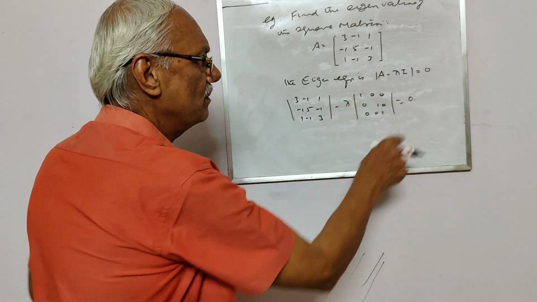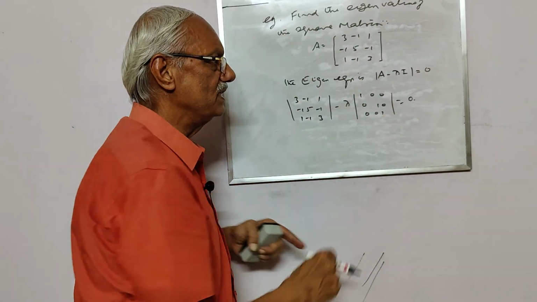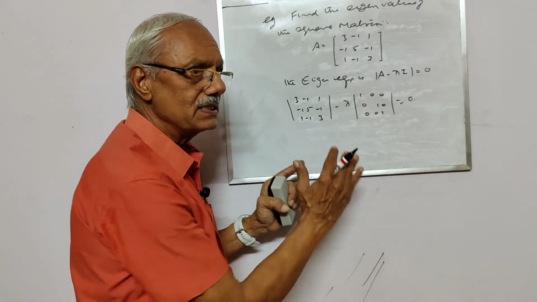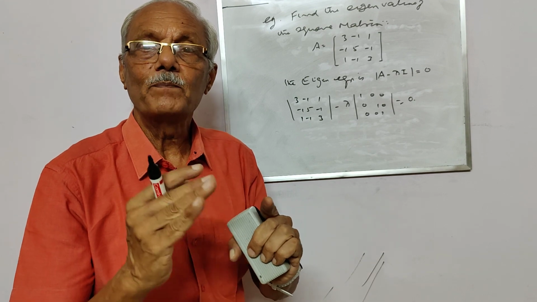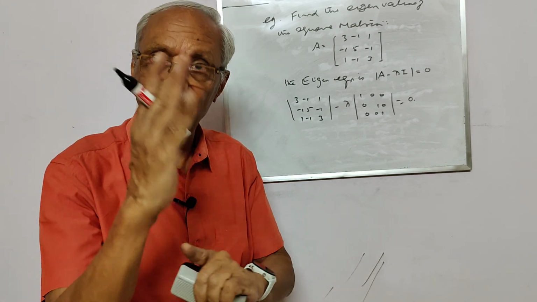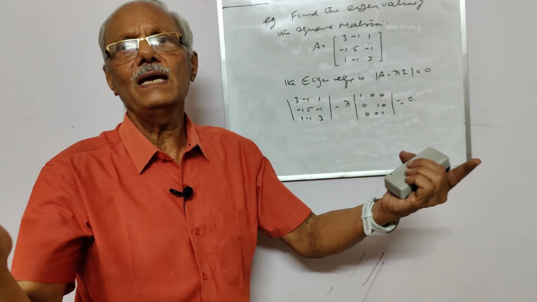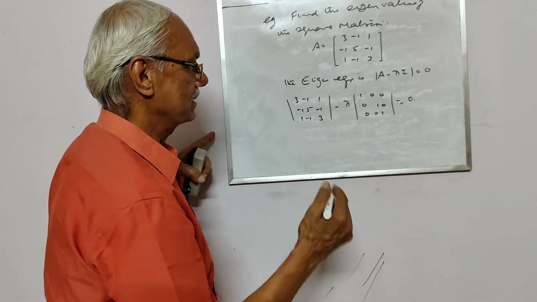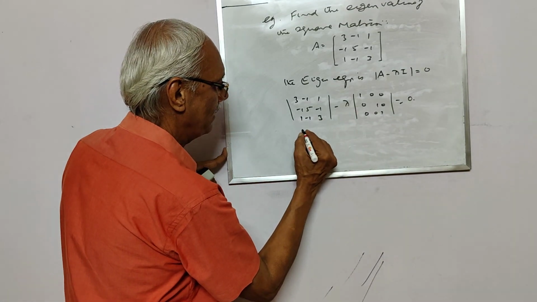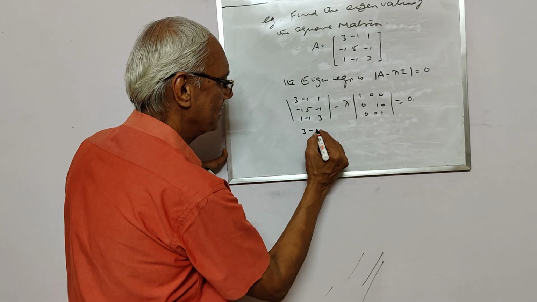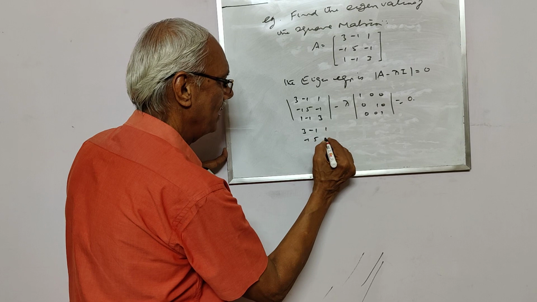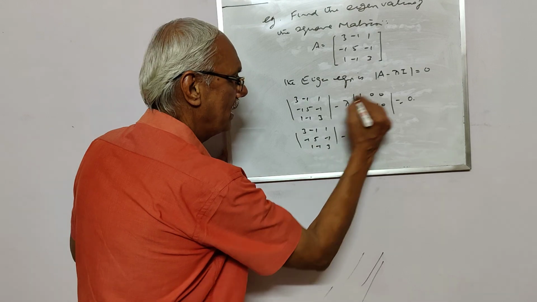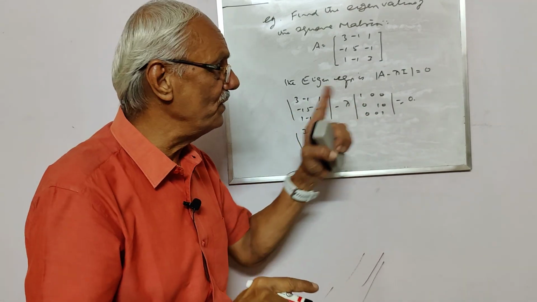Now find the determinant of this. If you find the value of this, that will give you a polynomial, a third degree equation in lambda. Solve that, and you will get the values lambda 1, lambda 2, lambda 3. So what you have to do is write this matrix 3 -1 1, -1 5 -1, 1 -1 3, minus lambda multiplied with every element of the unit matrix.